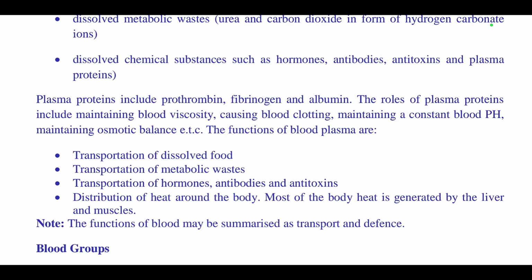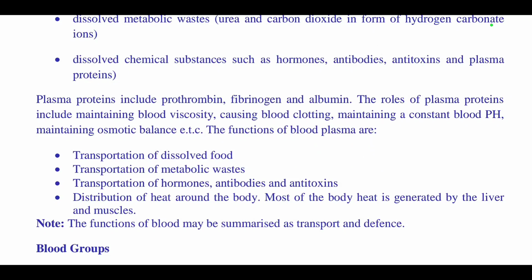Now, the stomach is one of the acidic environments, and in the stomach there is hydrochloric acid. We know this one, right? Very good. Now, let's summarize this about blood.